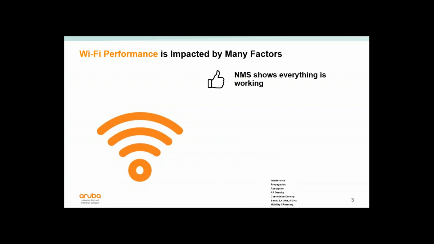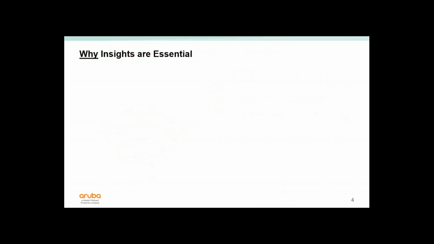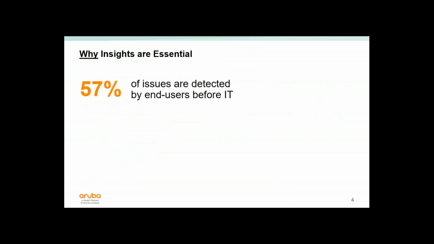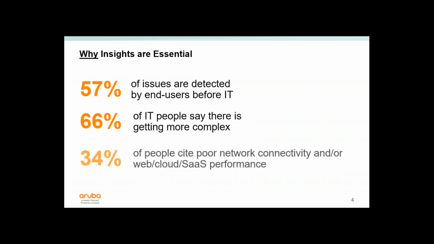So what is it? NMS shows the network, everything's working fine. You believe it. End users still can't connect, and you know, we get the random call. What this will do is give you edge to cloud visibility and insights on everything on your network. Why are insights essential? Some stats here: 57% of issues are detected before the IT department knows. 66% of IT people say that it's getting more complex, and we all know that's true with the security stuff we go through every day.